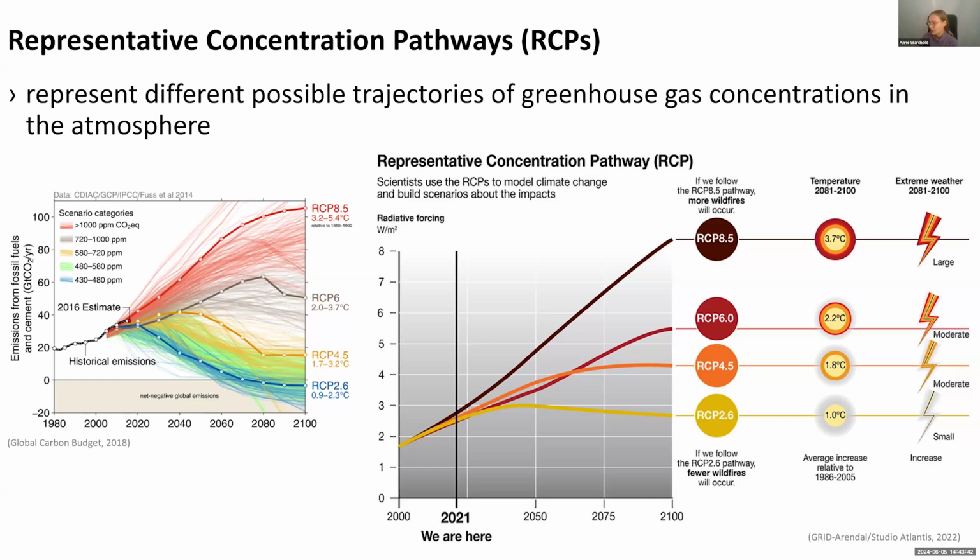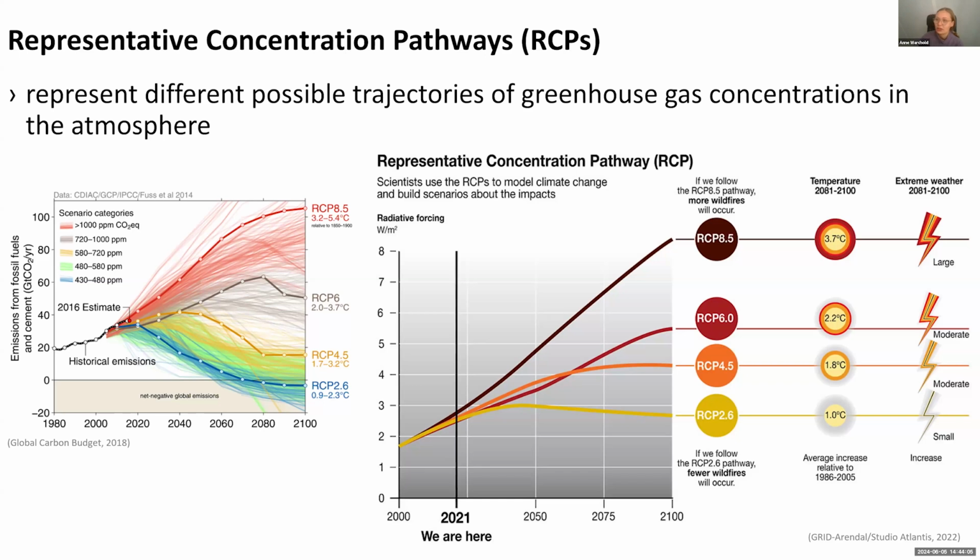So formally, RCP 8.5 means that an average increase will lead up to a temperature rise of 3.7 degrees. This will cause large extreme weather events. And as I said, an RCP 2.6 would even mean that we are decreasing our emissions, according to formal estimations.